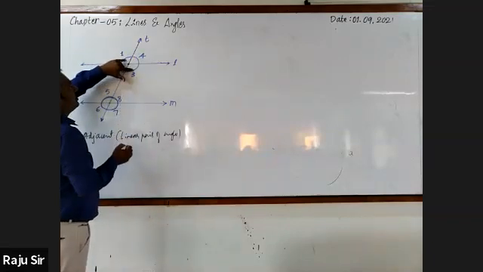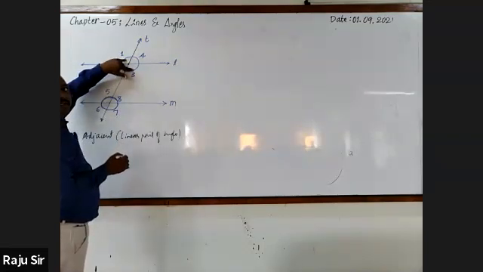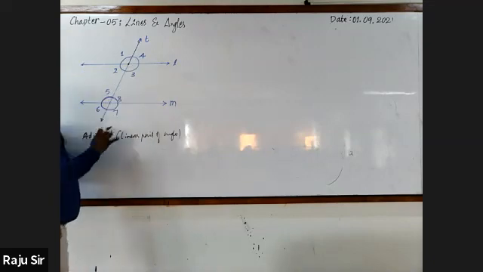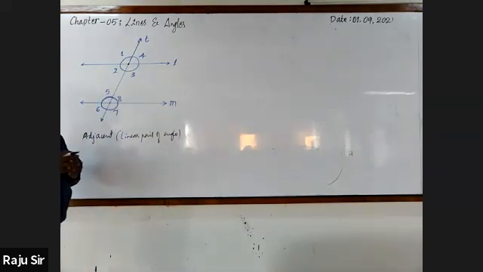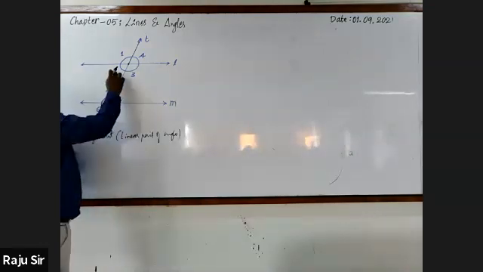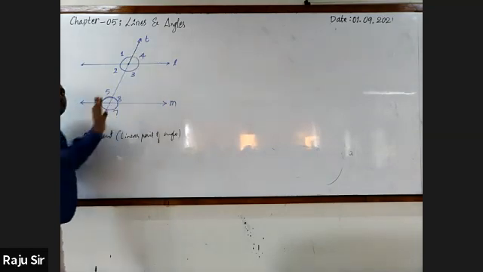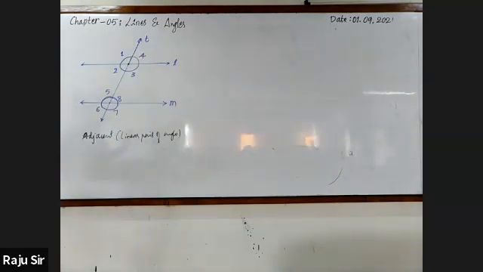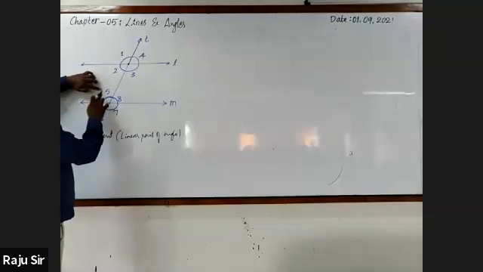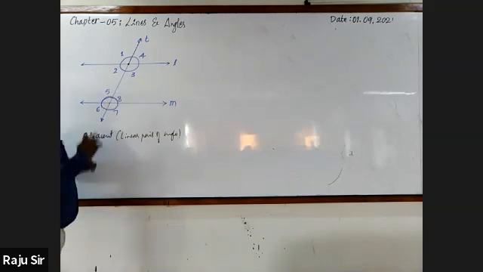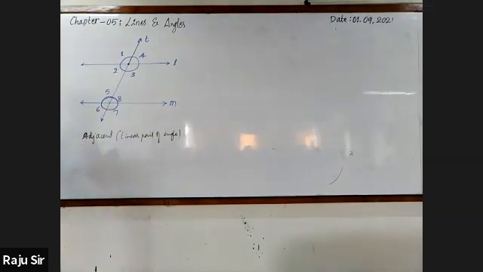Then what do you call angle 1 and angle 3? Vertically opposite angles. Similarly, angle 2 and angle 4, vertically opposite angles. Further, don't tell, just observe. Angle 5 and angle 7, vertically opposite angles. Angle 6 and angle 8, vertically opposite angles.